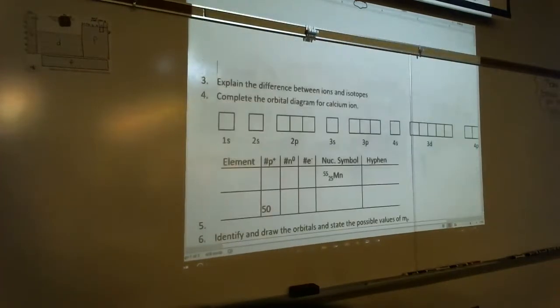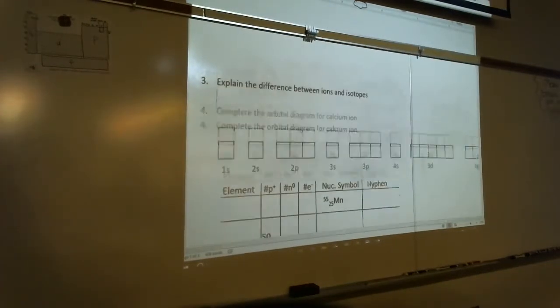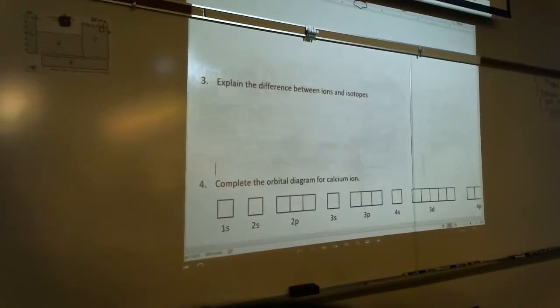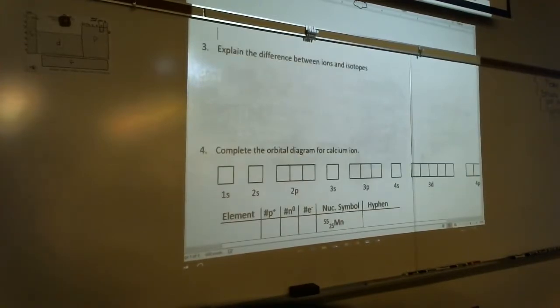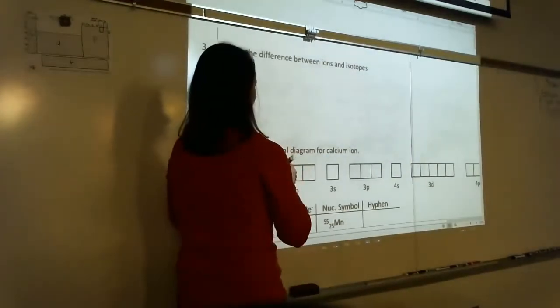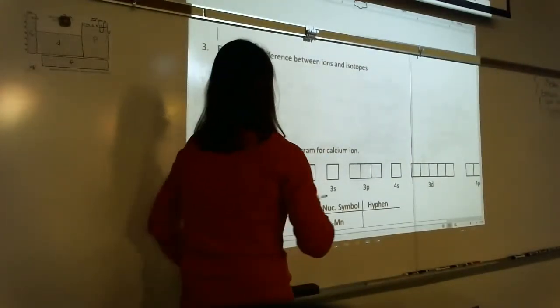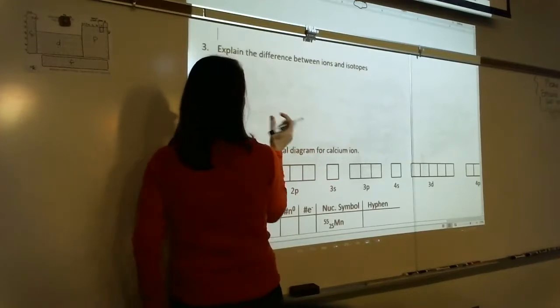Explain the difference between ions and isotopes. They sound similar, but they don't mean the same thing. Ions have charge. Isotopes are changing the number of neutrons. Okay, right. So what's the same about them, though?